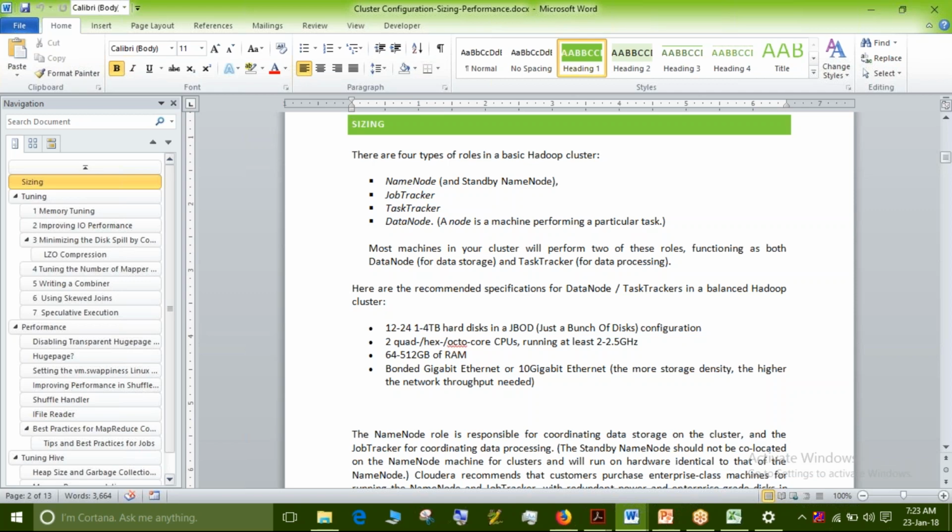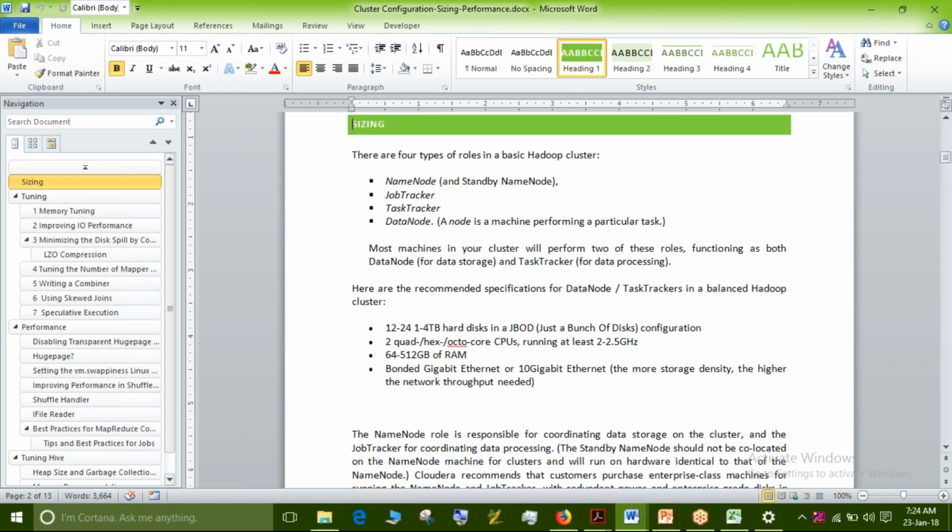Most machines in a cluster will perform two of these roles, functioning as both data node and task tracker. Most machines in your cluster will perform 2 of these roles. What are those 2 roles? Data node and a task tracker.